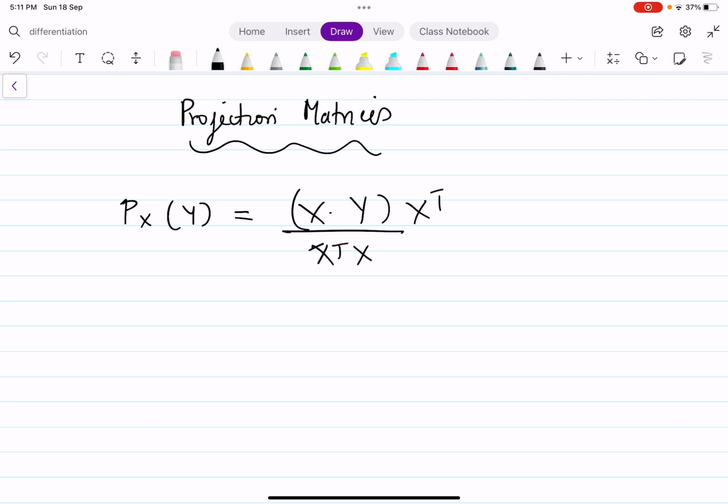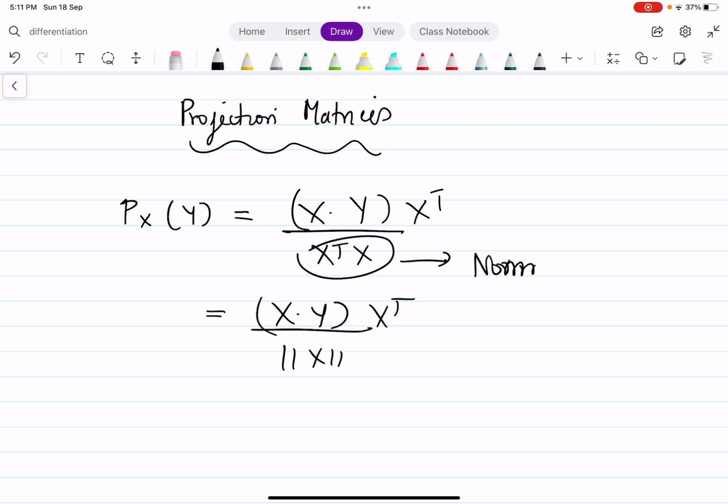And simply this x transpose into x is the dot product of x with itself. So this is the norm of x, or the length of x. So you can also write it as x dot y into x transpose by the norm of x. This is basically the projection or the shortest distance of x on a vector y. You can also project in the same way on a subspace, on a column space, on any other vector space.